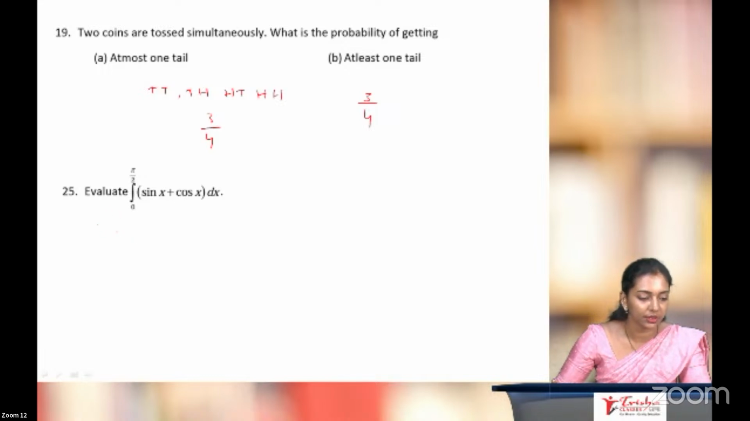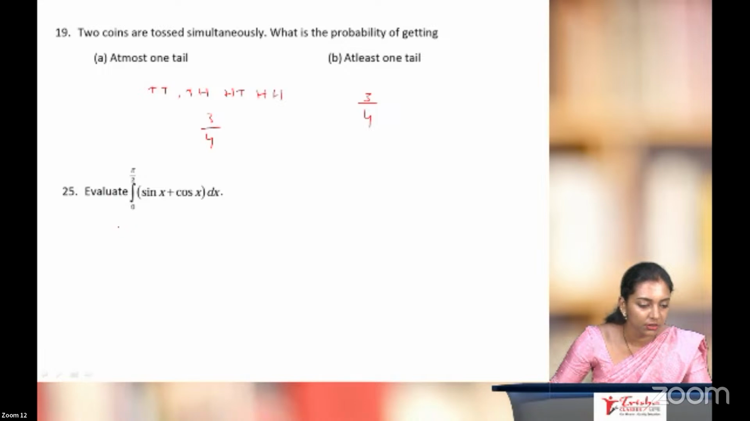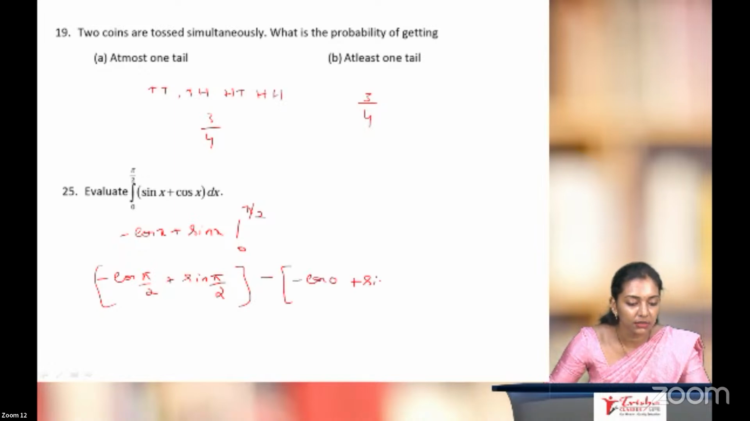Okay, so here evaluate. So we can just simple function it is. So sin x plus cos x, I think we have solved similar kind, but if you want, I'll just solve it. So integral of sin x plus cos x, simple it is. Integral of sin x is minus cos x, of cos x is sin x. And limit is 0 to pi by 2. Just put the limit in the place of x. Minus cos pi by 2 plus sin pi by 2. Okay. Minus of minus cos 0 plus sin 0.